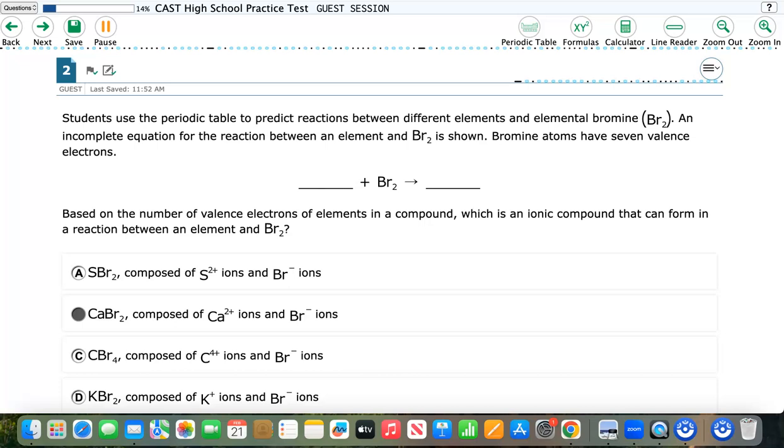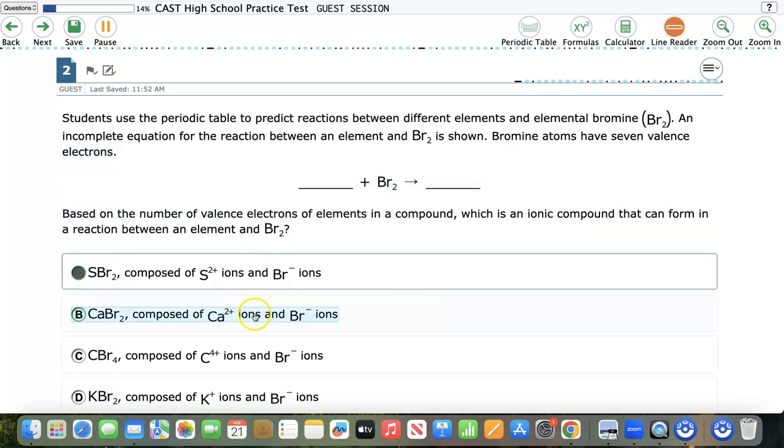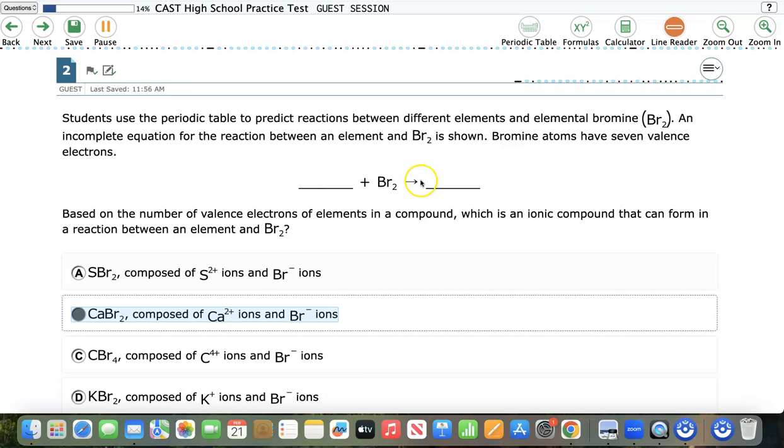All right, let's look at some of the tools available for you in this test. The first one that I want to point out is the line reader. When you click on the line reader, you have the ability to have a highlighted line as you read through the questions and also as you read through the answers. So that's very valuable. We can turn that off just by clicking it again.